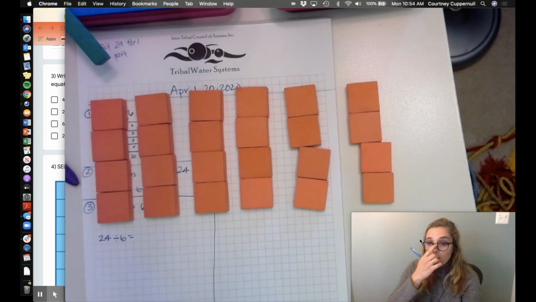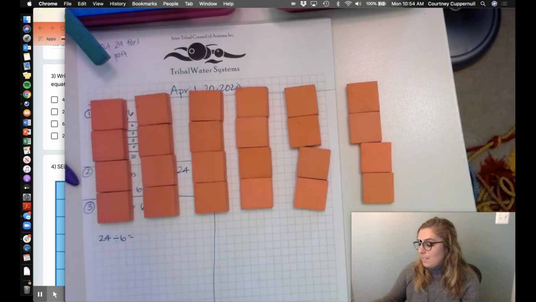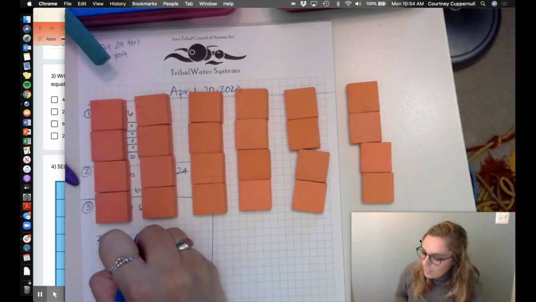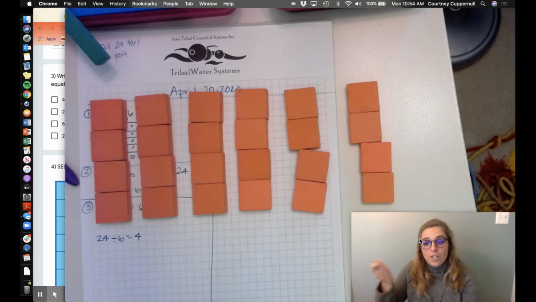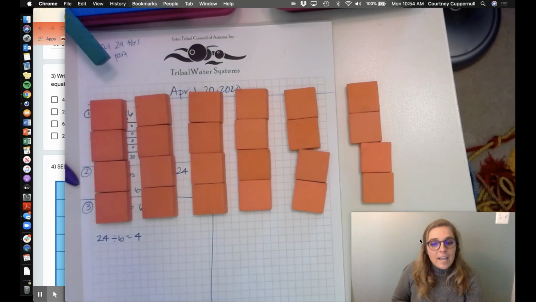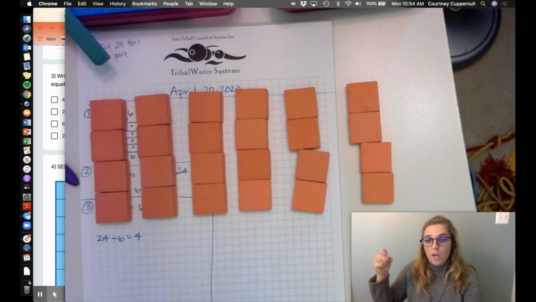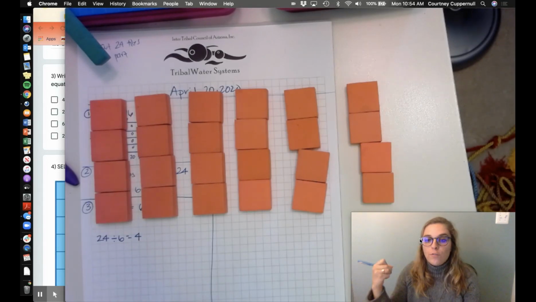So the number sentence, or the division equation, that would match this situation would be 24 tiles split into 6 groups, into my 6 columns, means there are 4 in each group. So we can be using arrays to help us create division and multiplication equations and to solve both of them. So we also know that anytime we see 6 groups of 4 or 4 groups of 6, there's always going to be a total of 24.